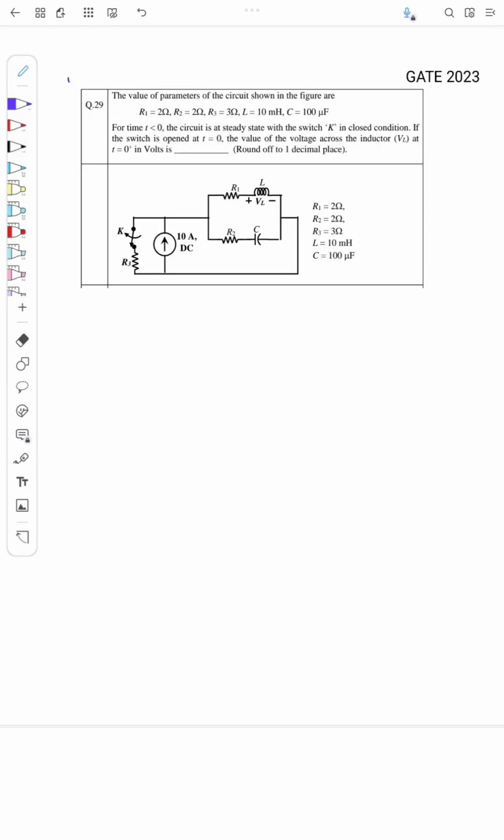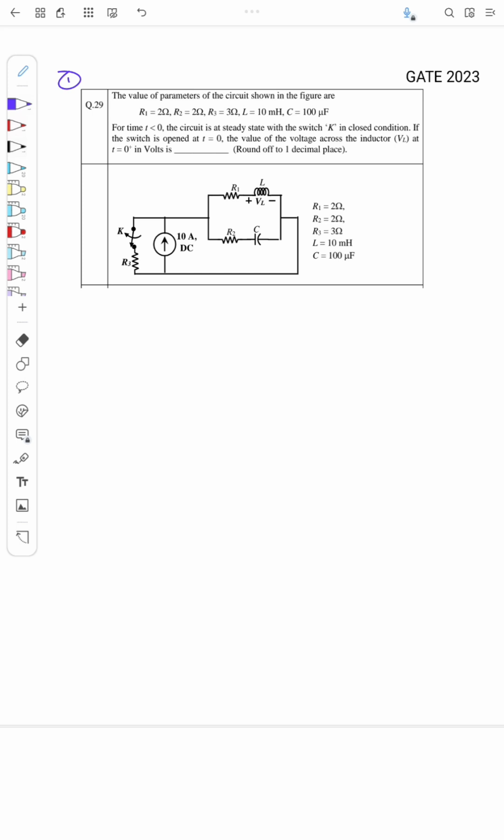Yeah, so this is a question from GATE 2023 from electrical engineering. The question is: the values of the parameters of the circuit shown in the figure are R1 equal to 2 ohm, R2 equal to 2 ohm, R3 equal to 3 ohm, L equal to 10 millihenry and C equal to 100 microfarad. For time t less than 0, the circuit is at steady state with the switch K in closed condition. If the switch is opened at t equal to 0, the value of the voltage across the inductor VL at t equal to 0 plus, in volts, is.